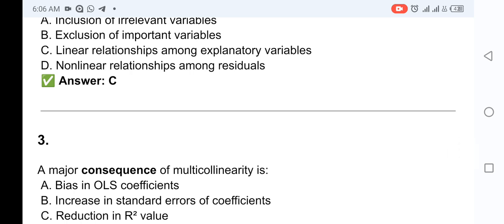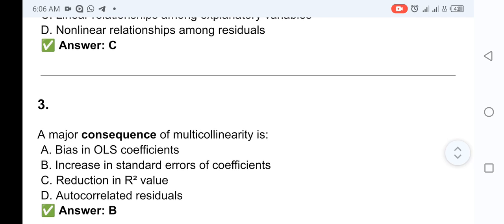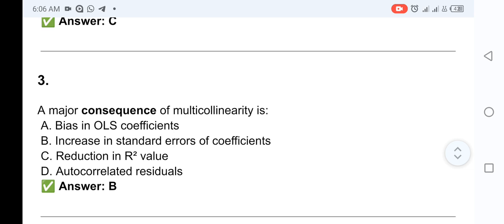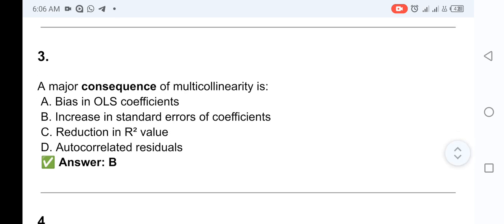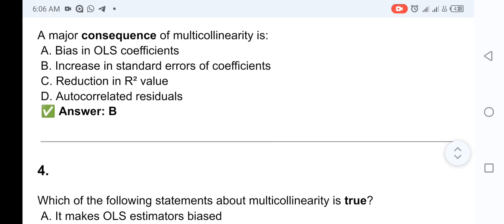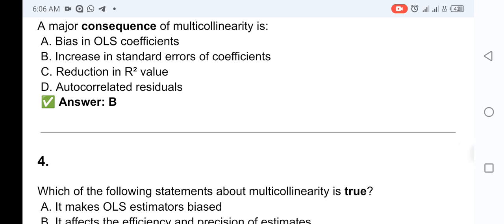A major consequence of multicollinearity is: A. Bias in OLS coefficients. B. Increase in standard errors of coefficients. C. Reduction in R² value. D. Autocorrelated residuals. Answer B.